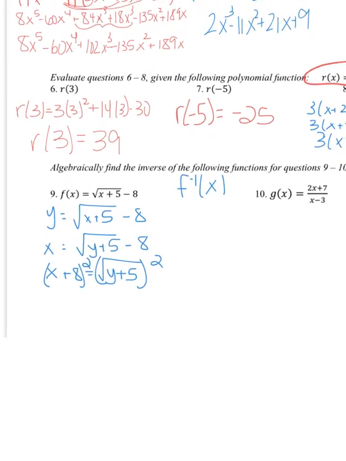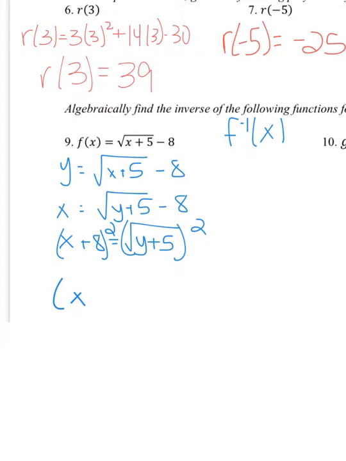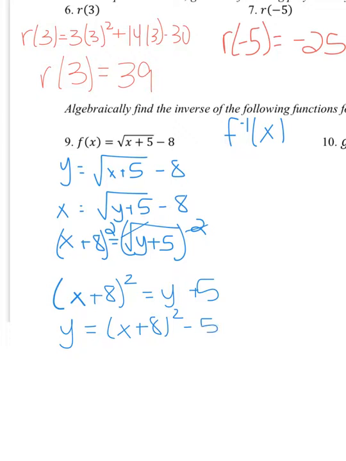Now the question doesn't say anything about polynomial form or anything like that, so I really don't have to multiply the x plus 8 squared. So I'm going to leave that as x plus 8 squared equals, the radical cancels with the square, y plus 5. And then I would subtract the 5 over. So y equals x plus 8 squared minus 5. And technically this is an okay answer. Of course I have to rewrite it. So x plus 8 squared minus 5 is okay.